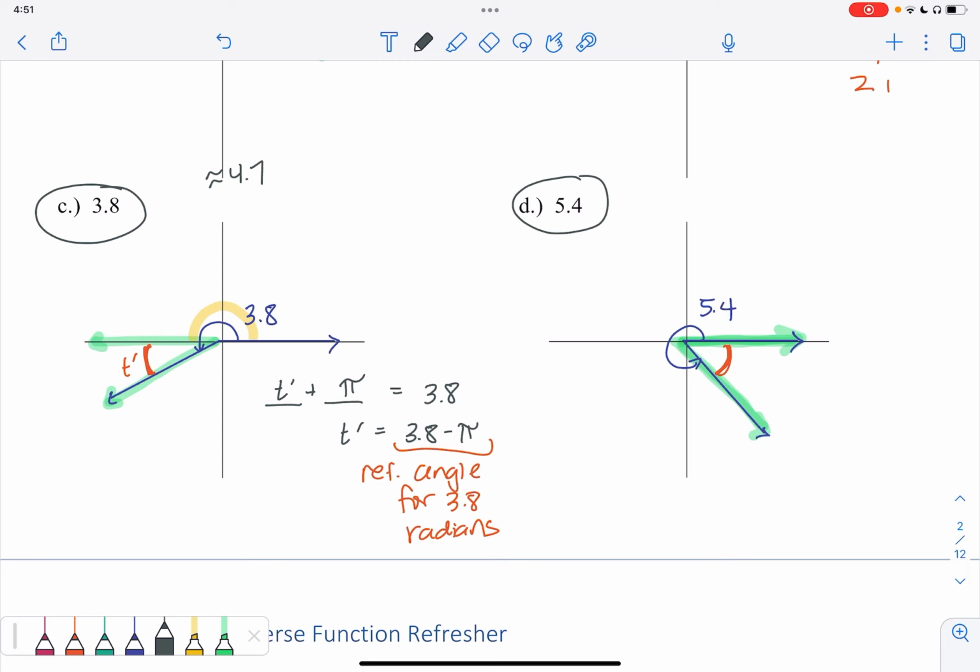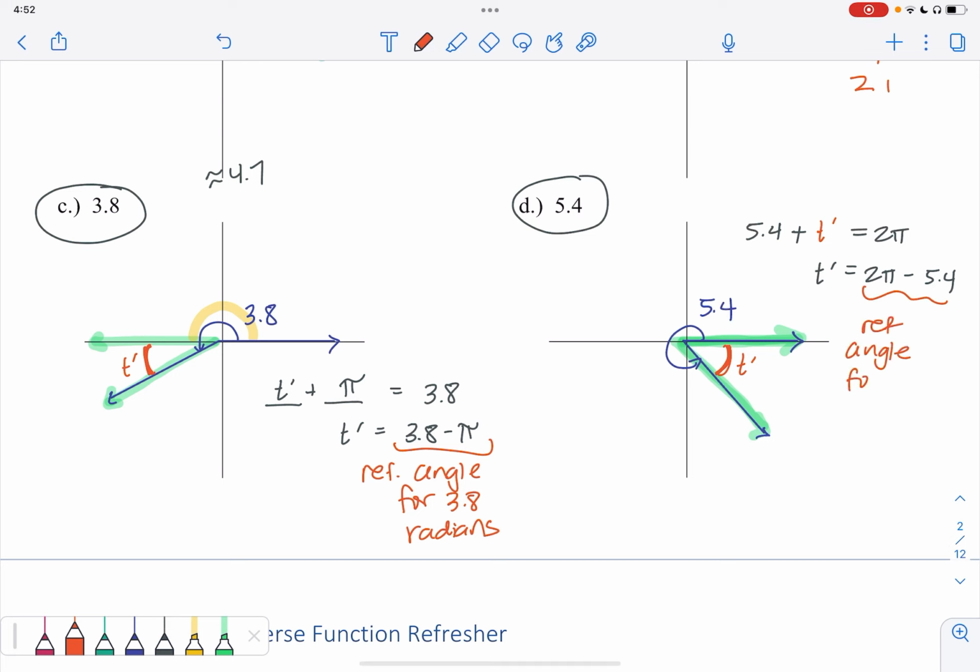We say, well, 5.4, that angle, plus its reference angle. I'll be consistent here and call it T prime, right? If we add both of those together, meaning we start at the beginning of 5.4 and go around, and then keep going, we cover that reference angle. Those added together make a full rotation, which is 2 pi. So T prime will be 2 pi minus 5.4. And so this is the reference angle for 5.4 radians.